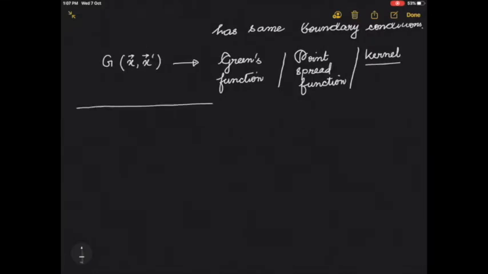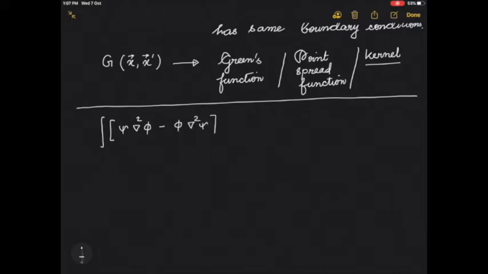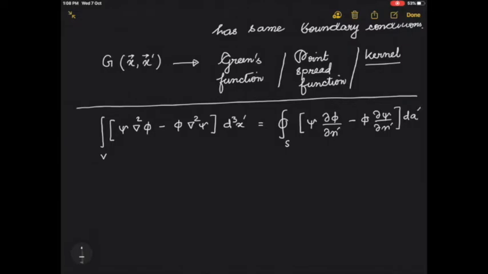Saying all this, let's see what we have at this point of time. We have Green's second identity, which is psi grad square phi minus phi grad square psi, d cube x prime over the volume, equals the surface integral over the surface covering that volume, psi del phi del n prime minus phi del psi del n prime, dA prime.